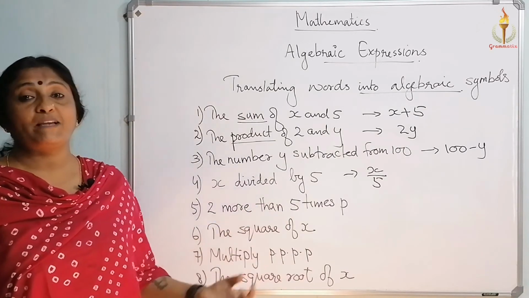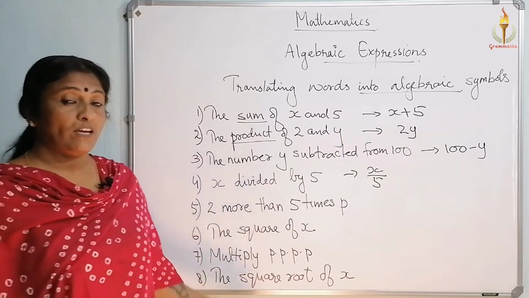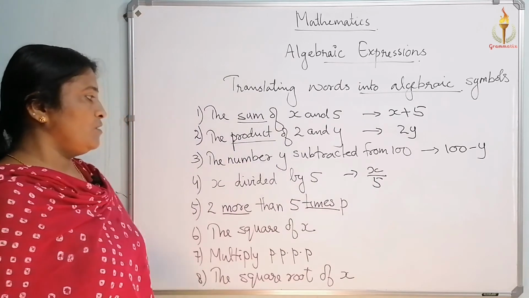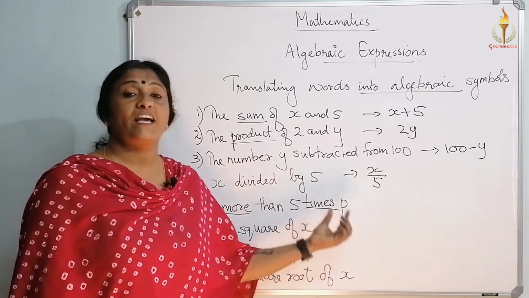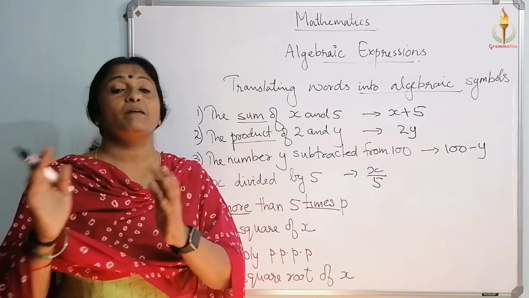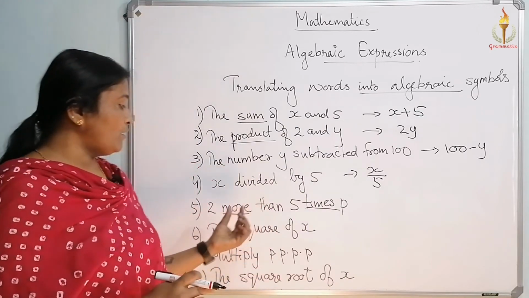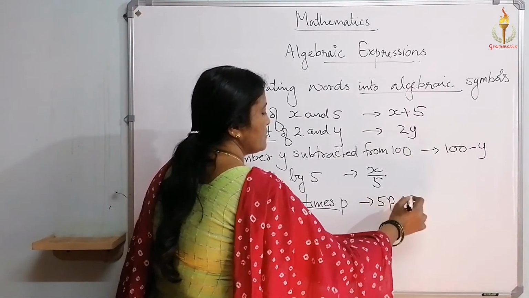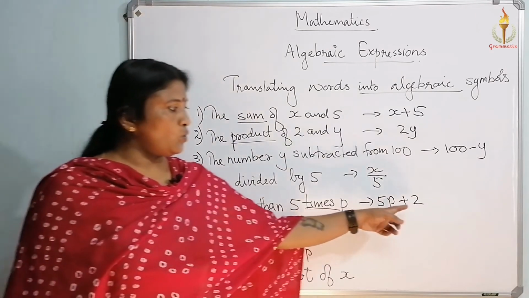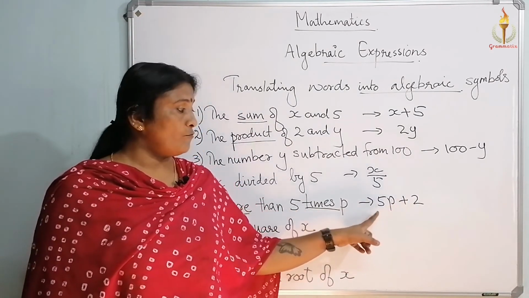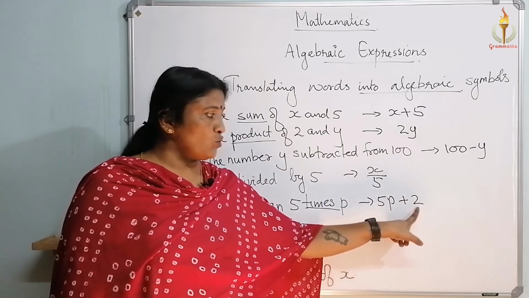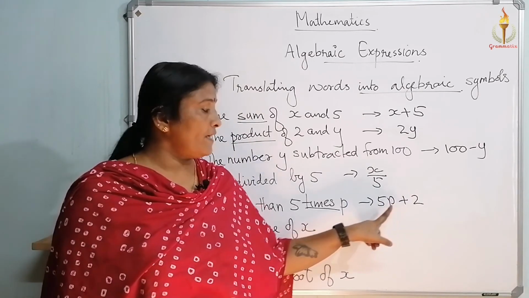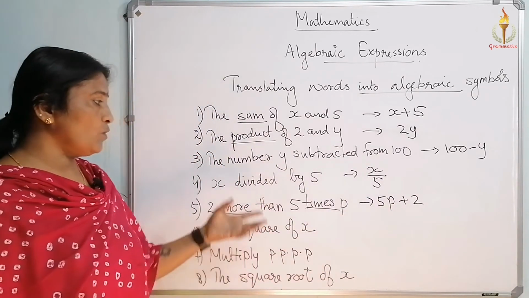2 more than 5 times p. So here again you have two things, 2 more than and 5 times p. So the first thing we will be doing is 5 times p, that is p coming 5 times, that is 5p, and 2 more than, that is 5p plus 2. So here it is 2 more than 5 times p. The more than is the addition symbol and 5 times is multiplication. That's what we have done there.